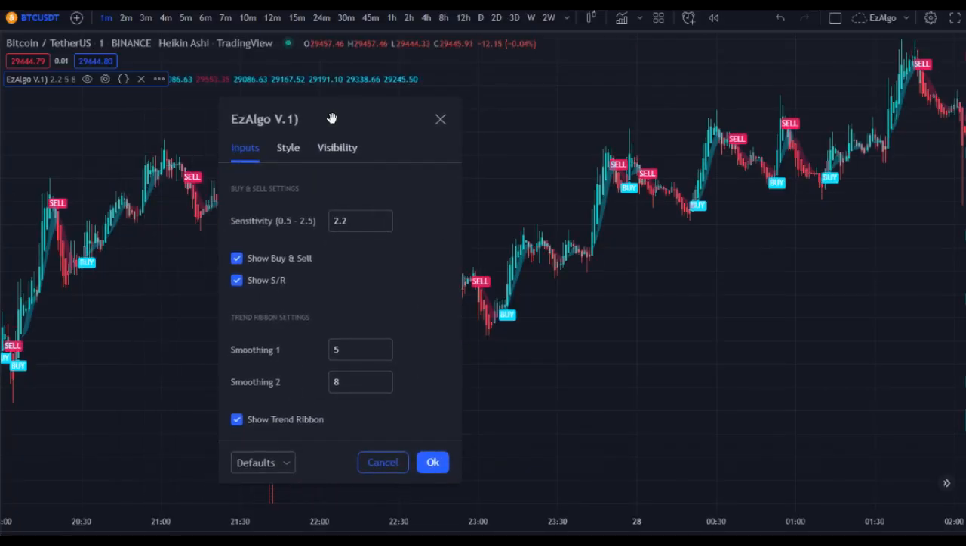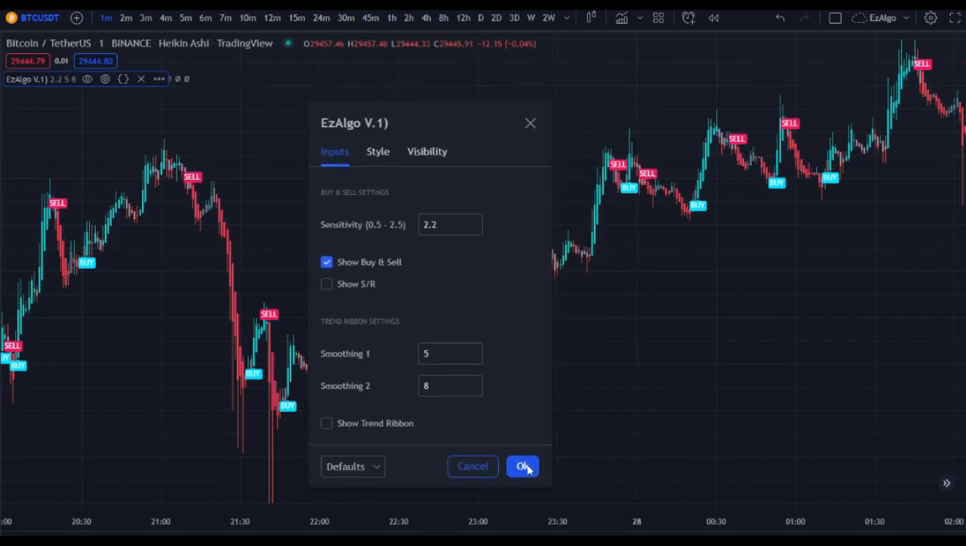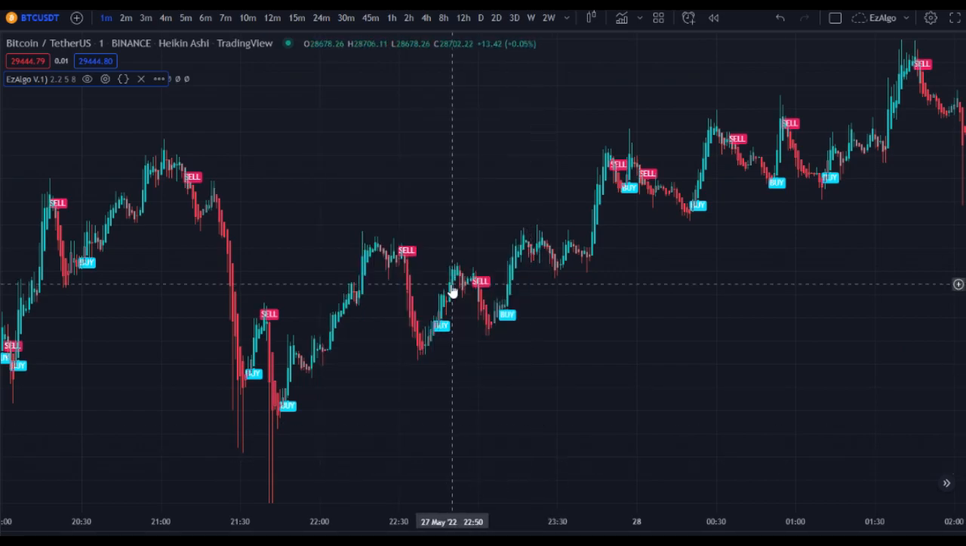And what the sensitivity does is pretty much dictate when the buy and sell signals occur. So we're going to turn the sensitivity up. We don't need support and resistance, and we don't need trend ribbon for this strategy. So we only need the buy sell signals. Then press OK. And as you can see, this chart looks absolutely beautiful just with the buy and sell signals themselves. So let's jump right into the scalping strategy with this.